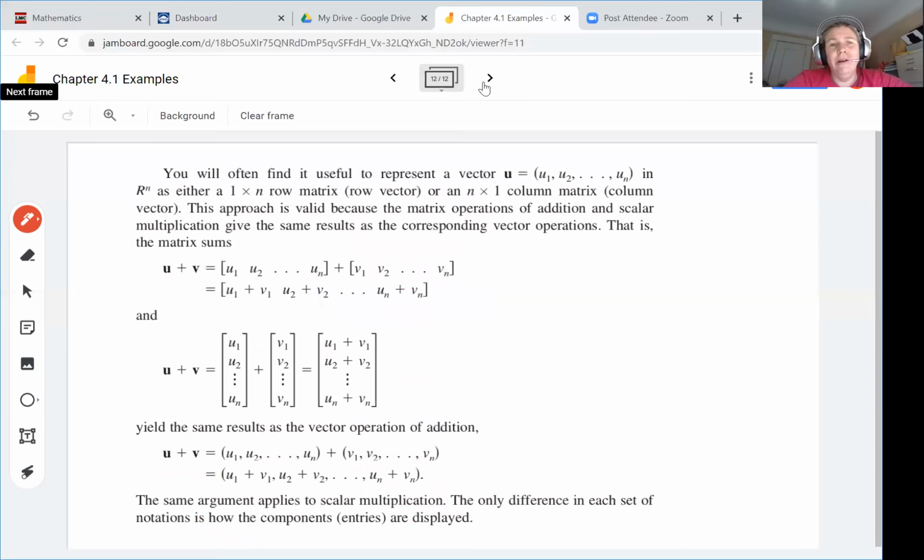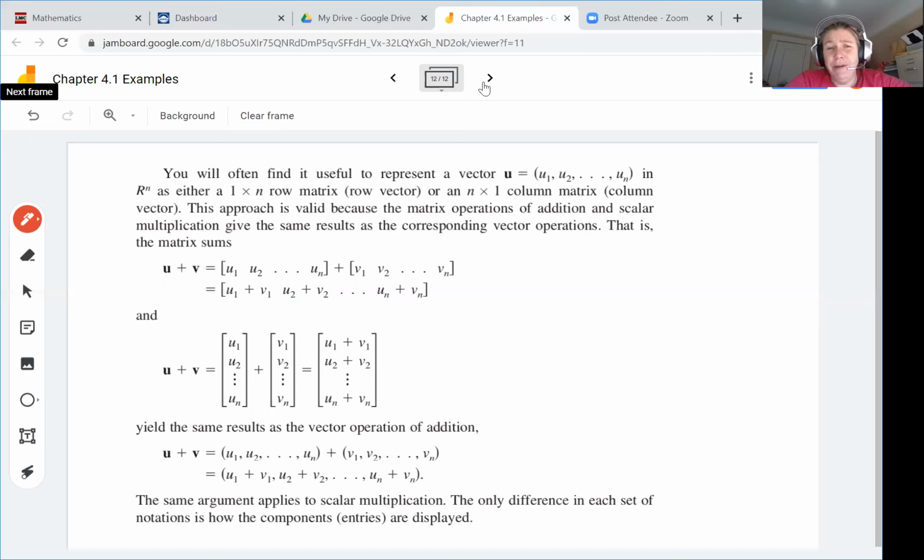So as I said earlier, you can represent vectors in SymPy as matrices. So you will often find it useful to represent a vector u with components u1 through un in Rn as either a 1 by n row matrix, or what we call a row vector, the terms are interchangeable, or an n by 1 column matrix, or what we can call a column vector. Back when I was entering values in SymPy in earlier videos, you'd often hear me call these column vectors or row vectors. So the terms are interchangeable.